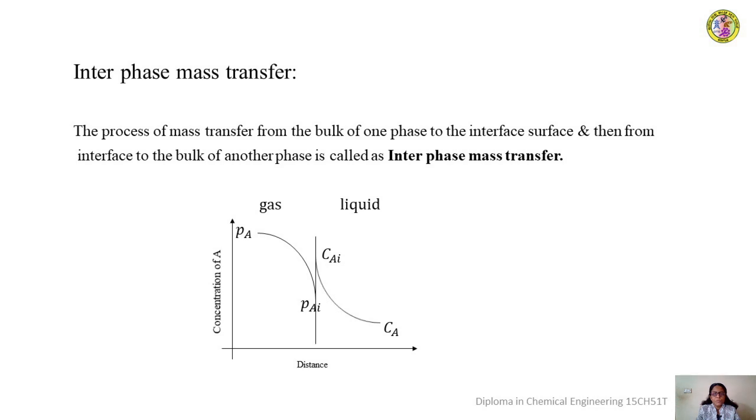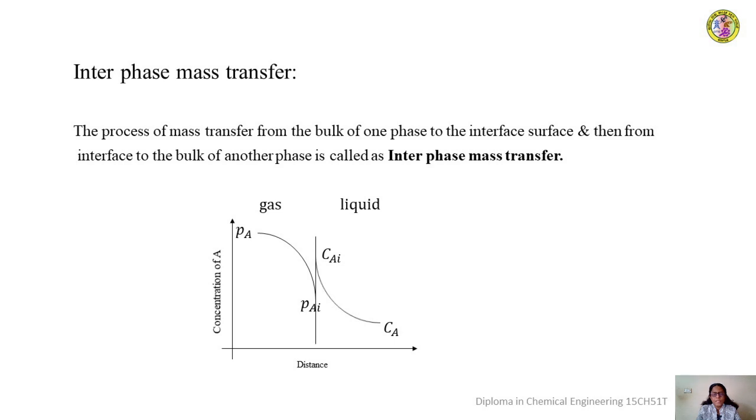The mechanism of how this transfer occurs is that the substance moves from the bulk of one phase to the interface, then from the interface to the bulk of the other phase. How the transfer occurs in the given phase contact is called interface mass transfer.